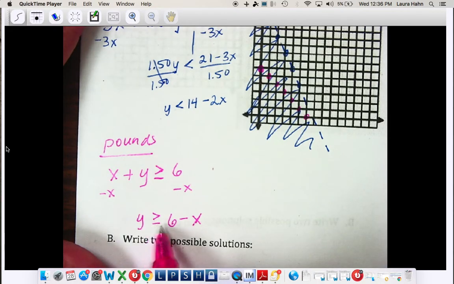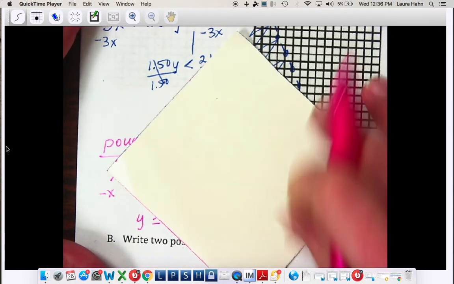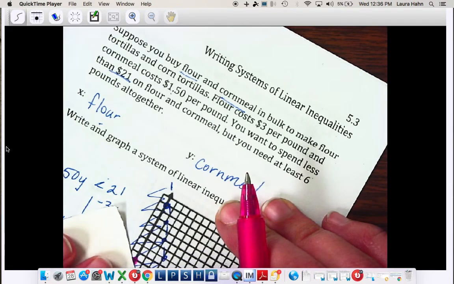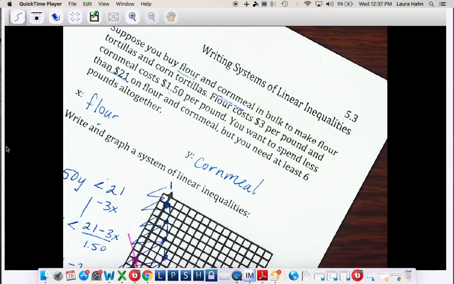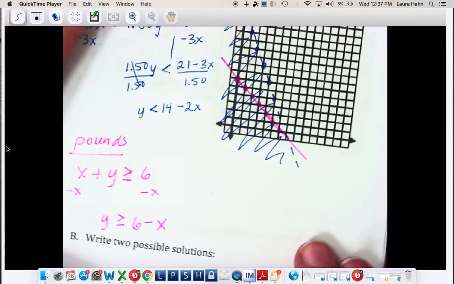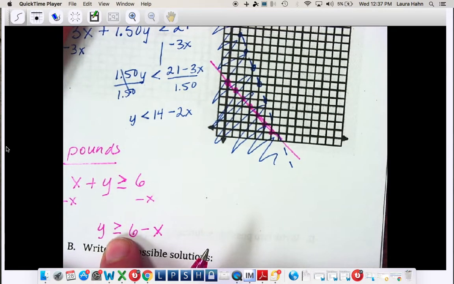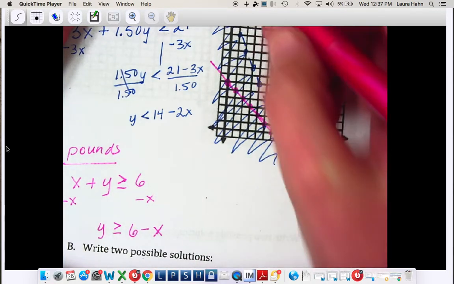There's an or equal to underneath, so I know I want a solid line. So there's my solid line. And this is a greater than symbol, so I need to shade above.